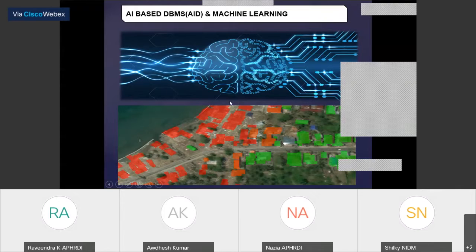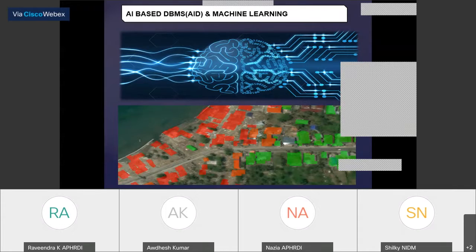Then we have AI-based DBMS and machine learning. Artificial intelligence is said to be the future. AI-based disaster management, artificial intelligence is the future. If I simply explain this, imagine yourself playing a video game that is based on artificial intelligence.